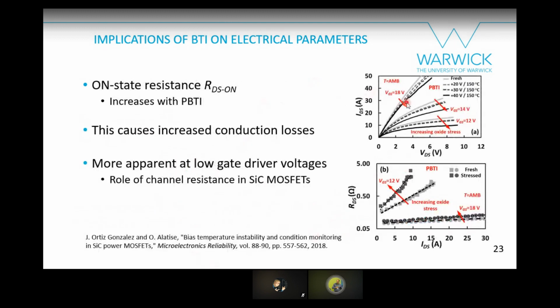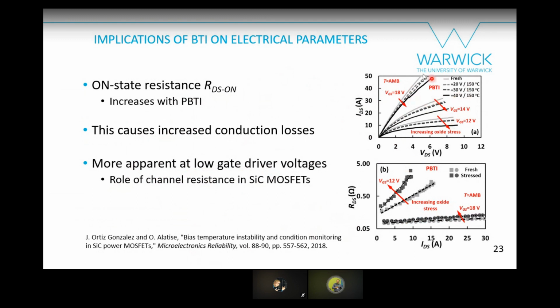So let's analyze the on-state resistance itself from the transfer characteristics. We know that it increases with PBTI. This will cause increased conduction losses. And it's more apparent at low gate driver voltages. It's just, as I mentioned, the role of the channel resistance.